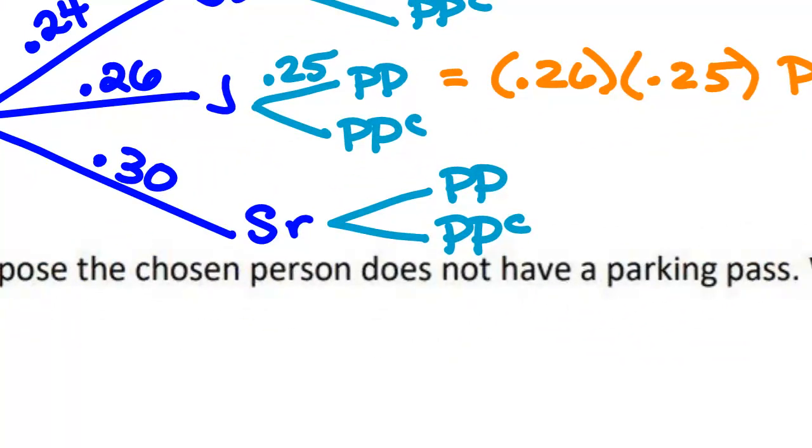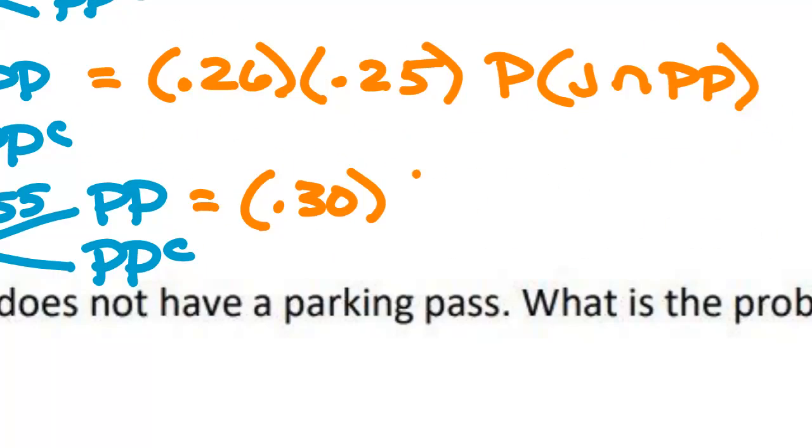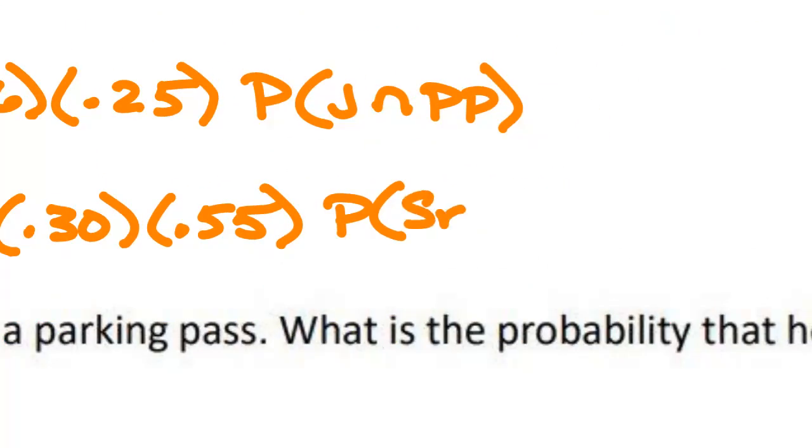And what about seniors? 0.55. So 0.30 times 0.55 gives me the probability that somebody is a senior and has a parking pass.